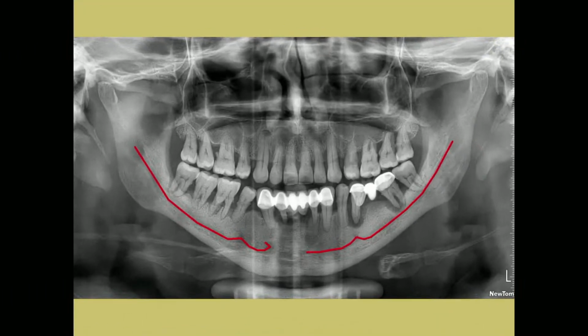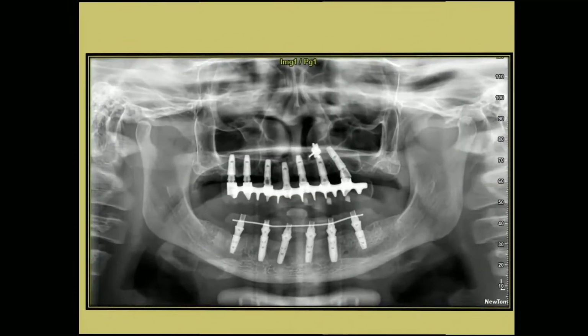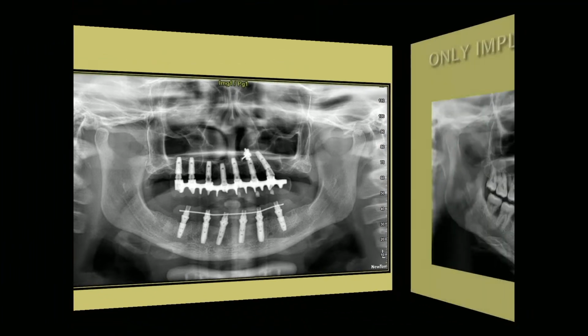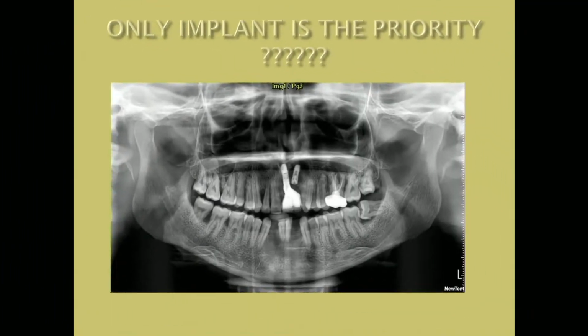So I've just done a tracing of the canal on 2D. Some software is available where you can do the canal tracing on 2D also. Some of the implants are really good, and that's why I have displayed it in my presentation. Sometimes I see whether the implant is the priority in this case, where you see a lot of teeth which are affected here.